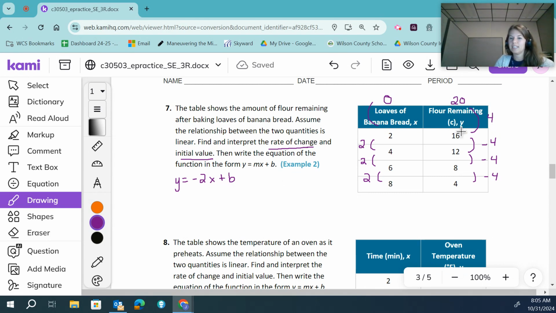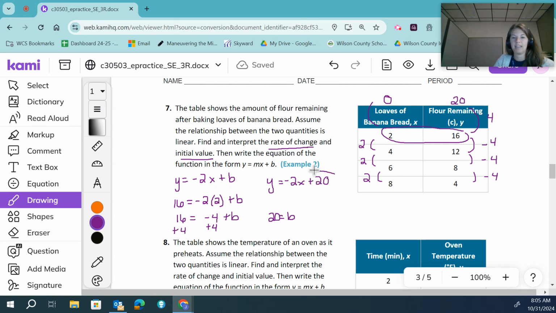The other way is to use the x and y value of my points. So I'm going to do that. 16 equals negative 2 times my x value, which is 2, plus b. Negative 2 times 2 is negative 4 plus b equals 16. Add 4 to both sides, and we get 20 is in fact b. So that means your equation for this function is y equals negative 2x plus 20.